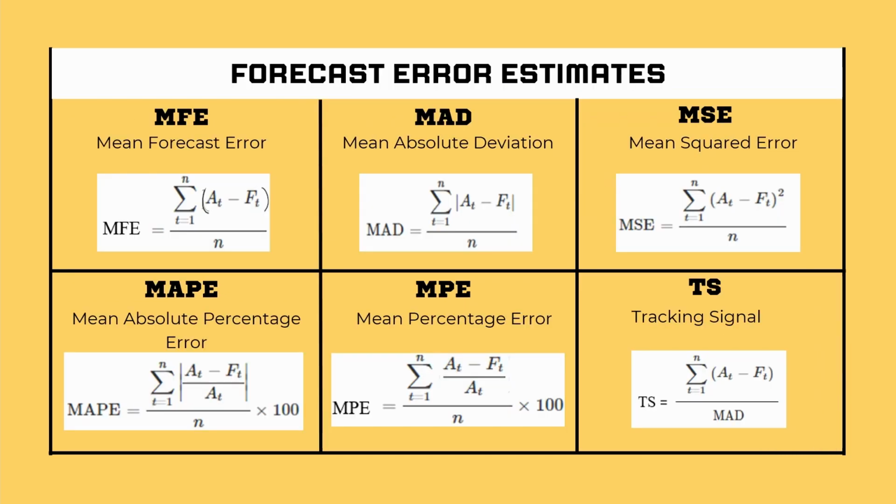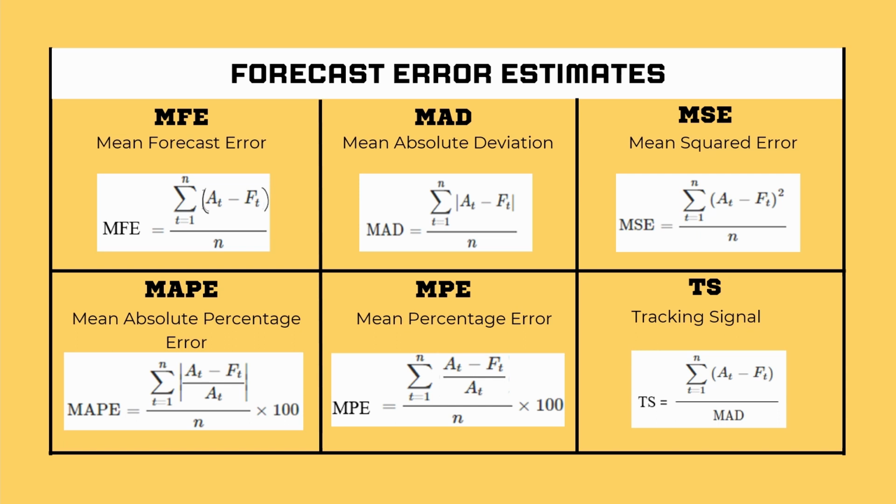So these are the various forecast estimates that we are going to use here. Basically 6 estimates are there. You can read from here. MFE stands for mean forecast error. MAD is for mean absolute deviation. MSE is for mean squared error. MAPE is the mean absolute percentage error. MPE is the mean percentage error. And finally TS is for tracking signal.